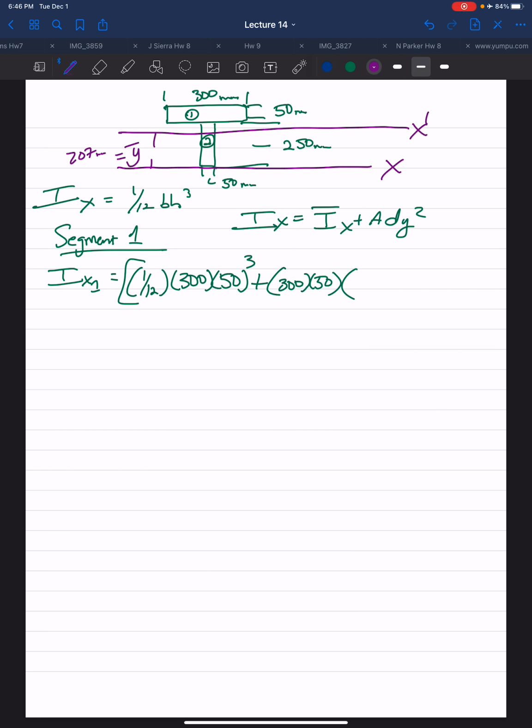So our dy we said is the difference from the individual segment's centroid to the location of the centroid of the composite. So for segment 1, the centroid is located 250 plus half of 50, which would be 275. That's the location of segment 1 centroid from the x-axis. So the difference for dy would be 275 minus the 207 we calculated for the composite, squared.